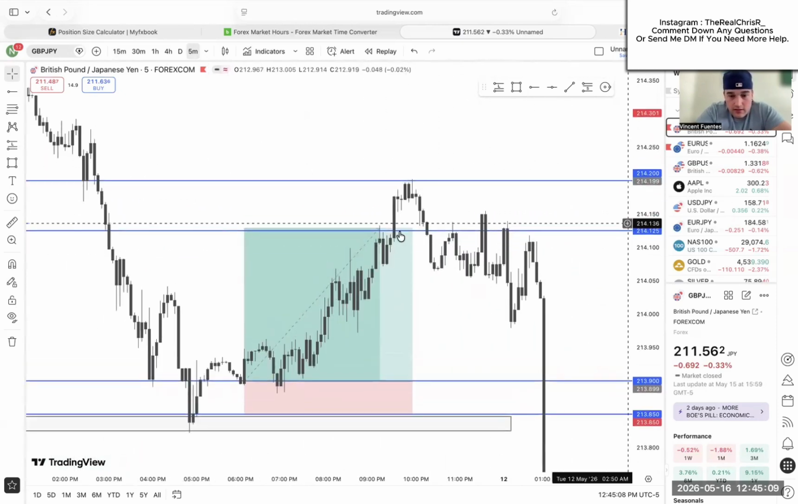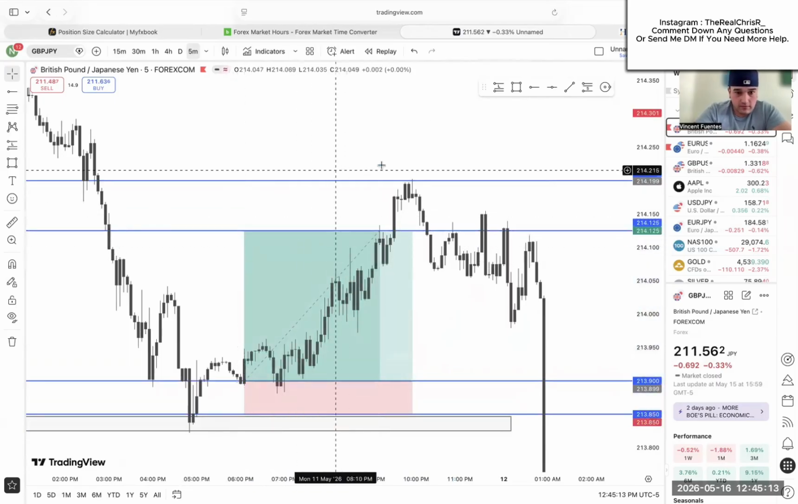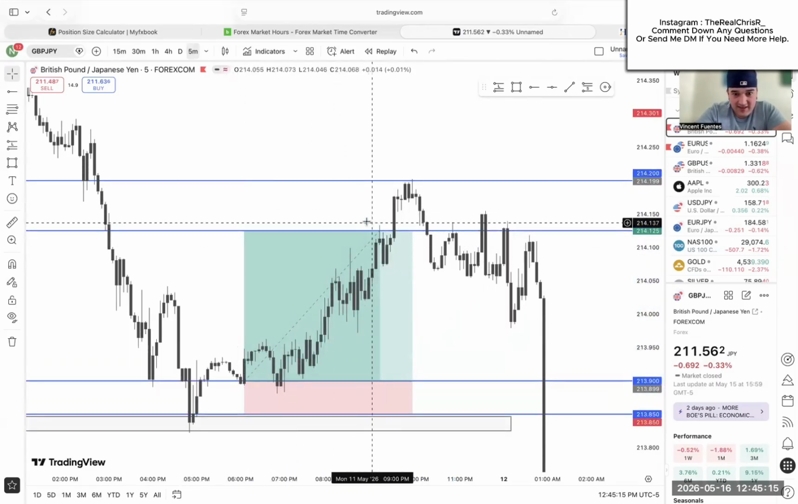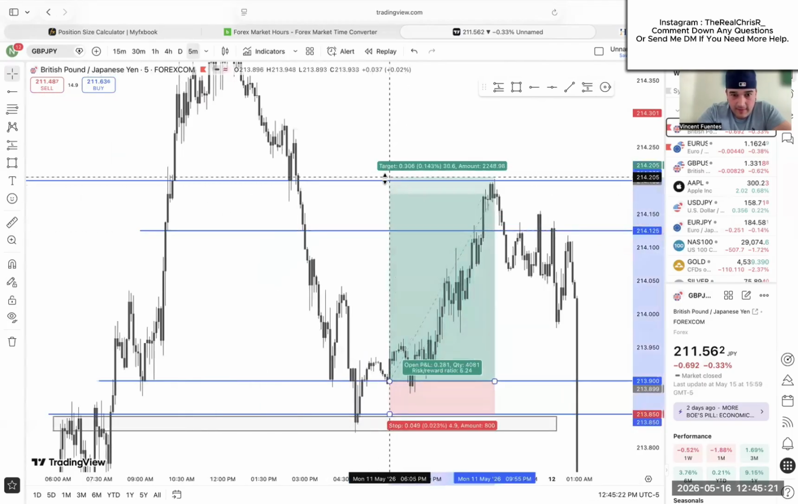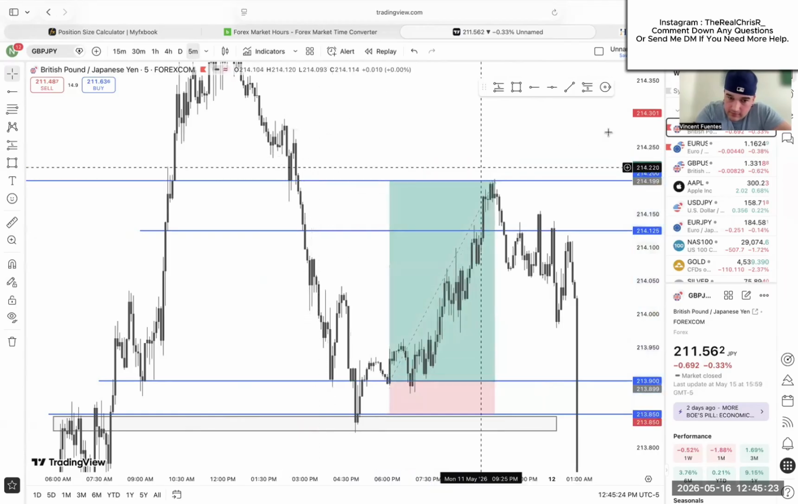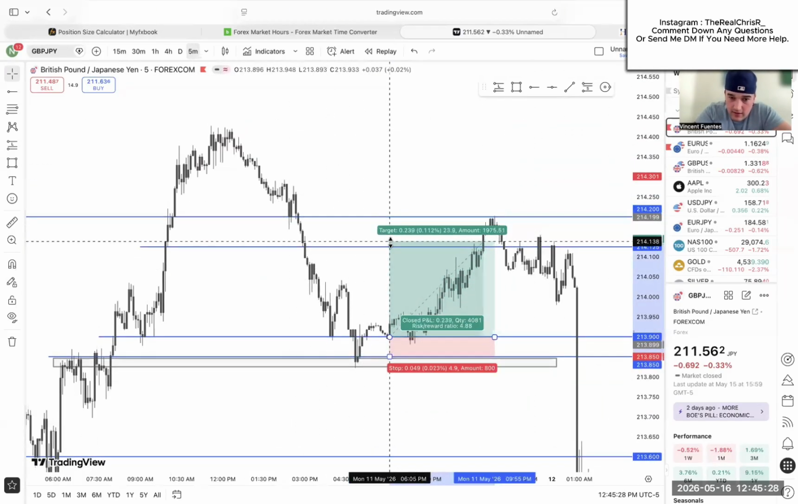So this is what my take profit was. Price touched here to the T, you see? And it had a small little reaction, but then it shot up. I could have waited, taken my take profit up here if I wanted to, but I don't want to be greedy.